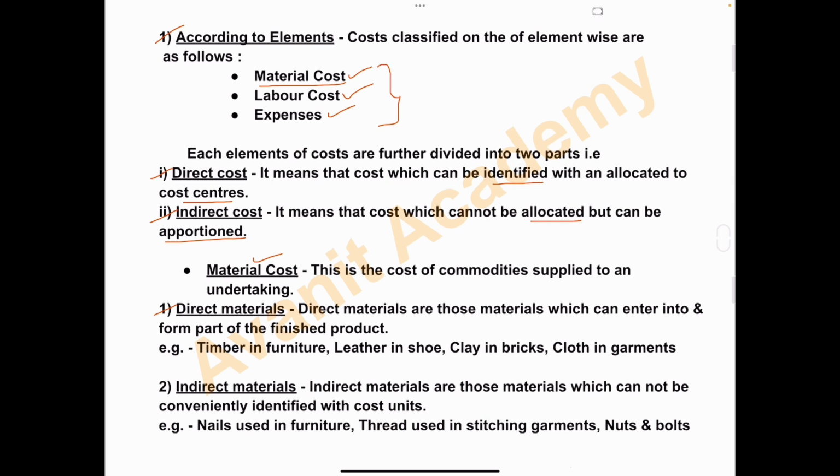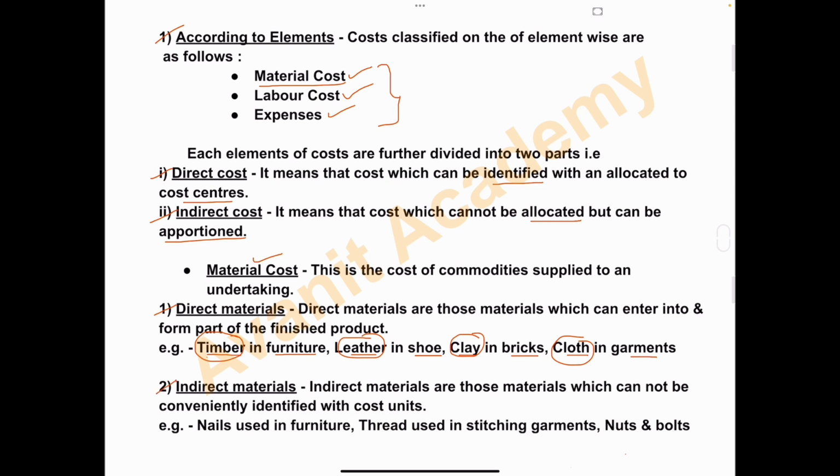For example, in a furniture making company, wood or timber will be used as the direct material for making the furniture, leather in shoe, clay in bricks industries, and cloth in garment industry. So this timber, leather, clay, cloths, etc. are the direct materials which will be converted into final product. That is furniture, shoe, bricks, garments respectively.